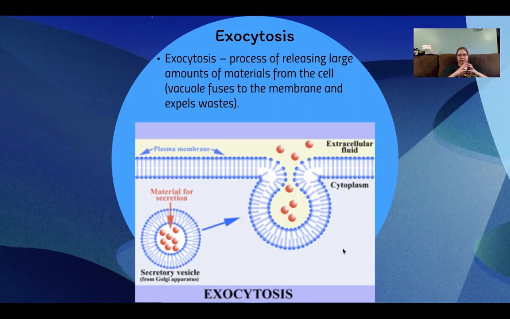So we have a vesicle or a vacuole already. And what will happen is it'll fuse with the membrane. When it fuses with the membrane, then it starts to open up and it'll push whatever it has to the outside. So here we see the vesicle. It fuses with the membrane. Once it fuses, it then stretches and opens up, and it'll push that material to the outside of the cell.